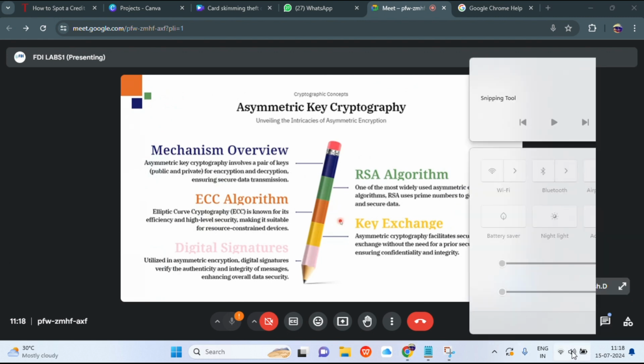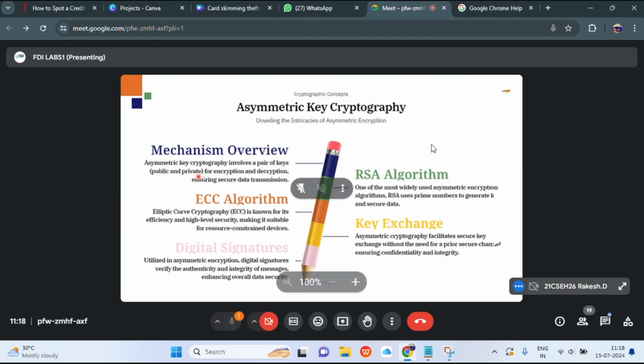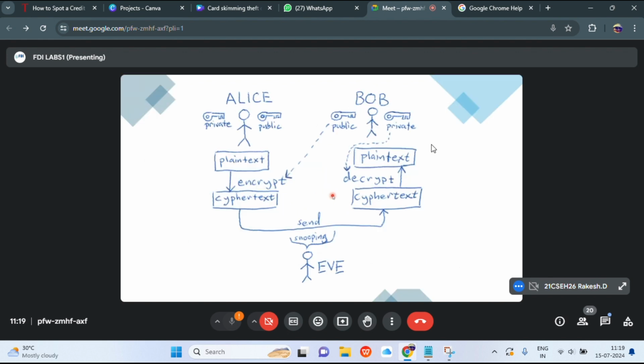Now, asymmetric key cryptography. As I said, it involves pairs of keys, private and public key, for encryption and decryption, ensuring secure data transmission. It uses two types of algorithms, the ECC algorithm and the RSA algorithm. Both use a public key for encryption and decryption. Here also they have to exchange the public key, but not the private key. You will get more understanding in the next slide.